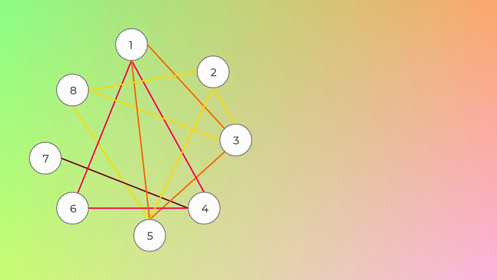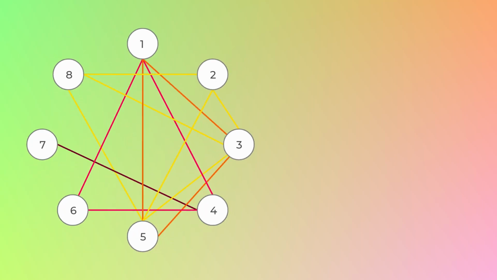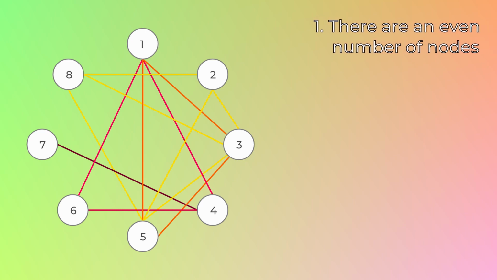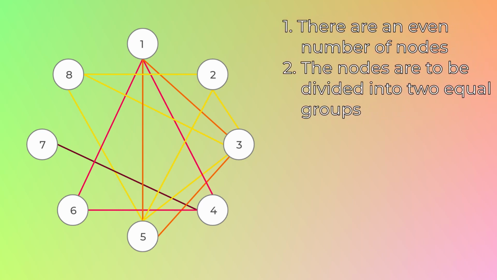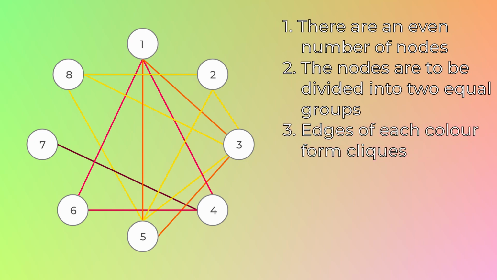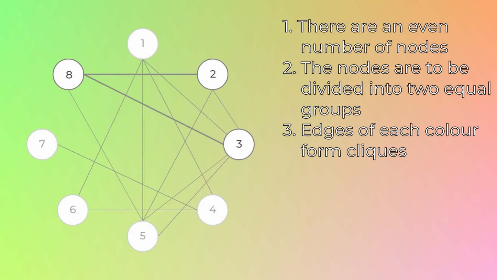What I actually considered was a more specific case of this, where 1, there are an even number of nodes in the graph, 2, we want to divide them into 2 equal groups, and 3, edges of each color form cliques. In other words, if a node is connected to 2 other nodes by a certain color, those 2 are also connected to each other by that color.